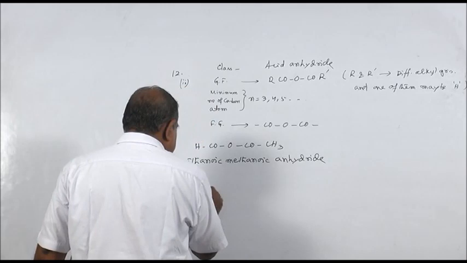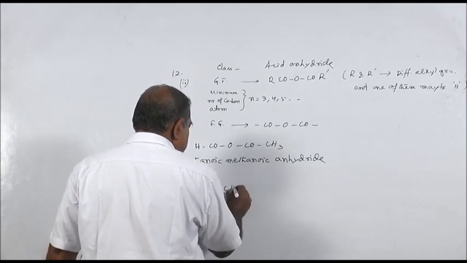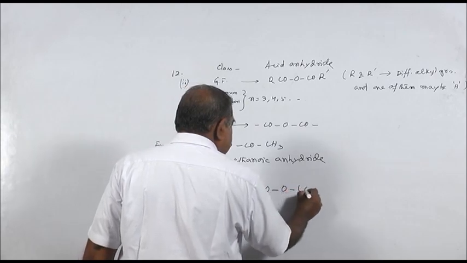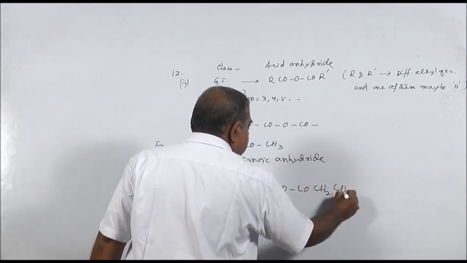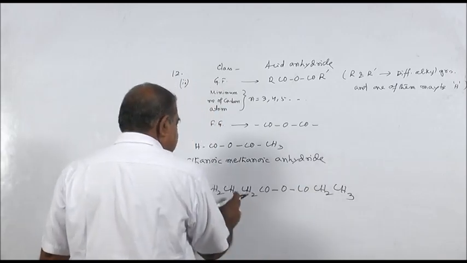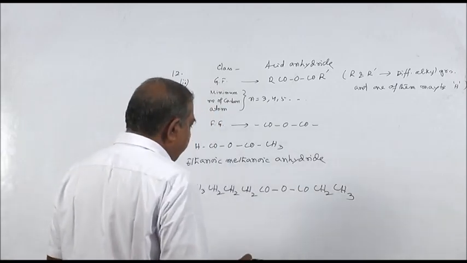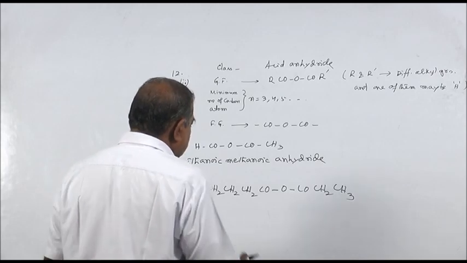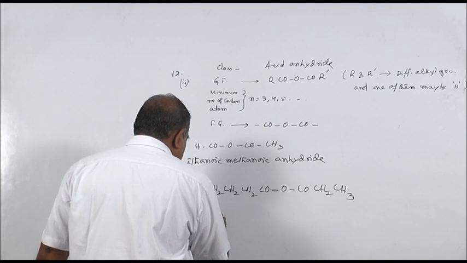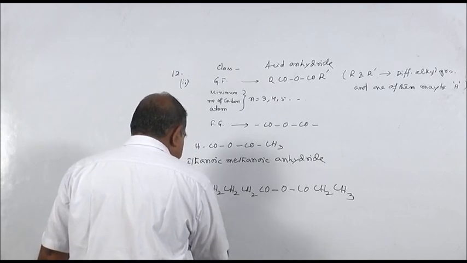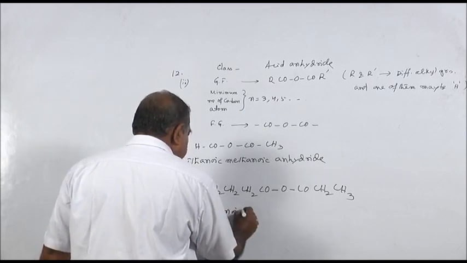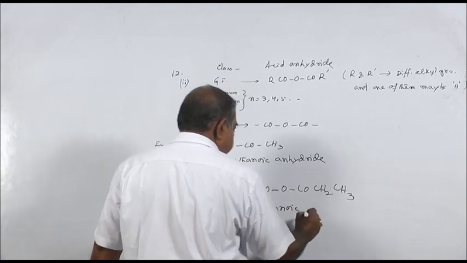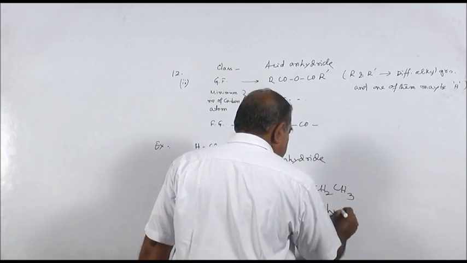One more example, say CH3CH2CO, O, CO. So you can see this side 3 carbon, this side 5. 3 means prop, here pent. P in both cases is the same, so look at the next letter: PE comes first. So it is pentanoic propanoic anhydride.